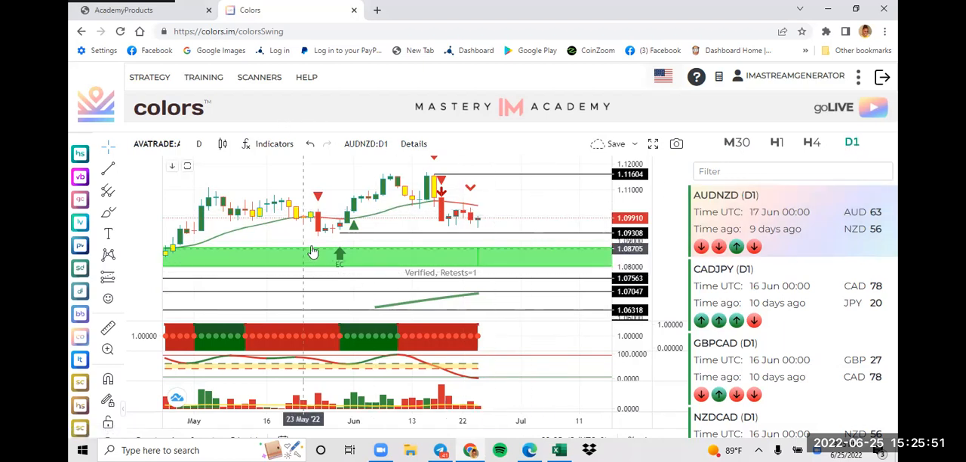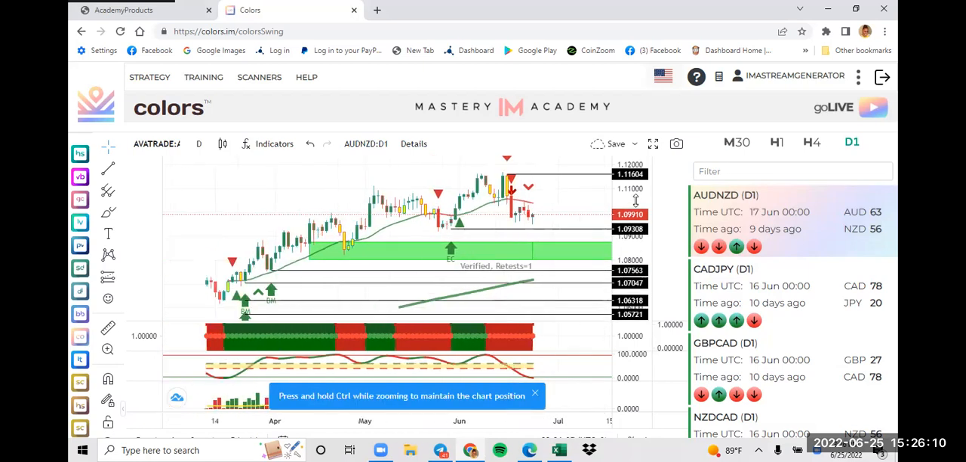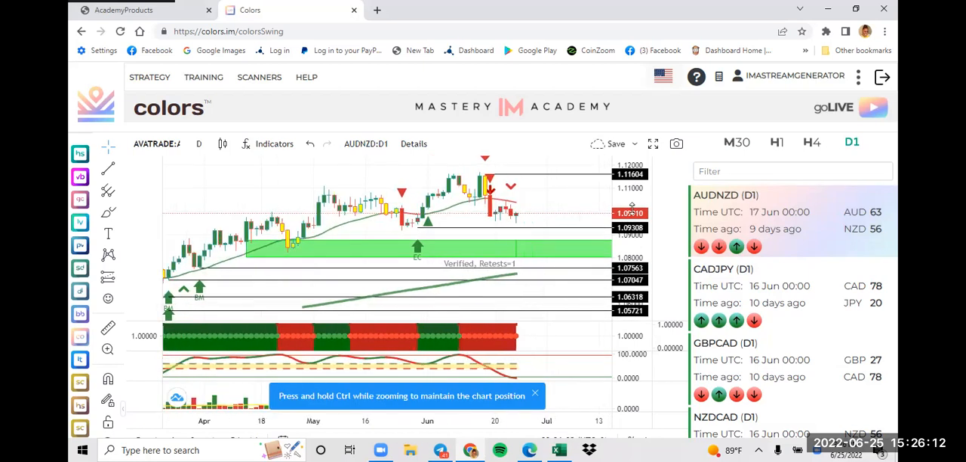All right, so we're starting on a higher time frame, right? Let's find one that really doesn't work, if we can. All right, so let's do AUD. Let's start on AUD NZD. Let's just click on this one and walk and talk through it.